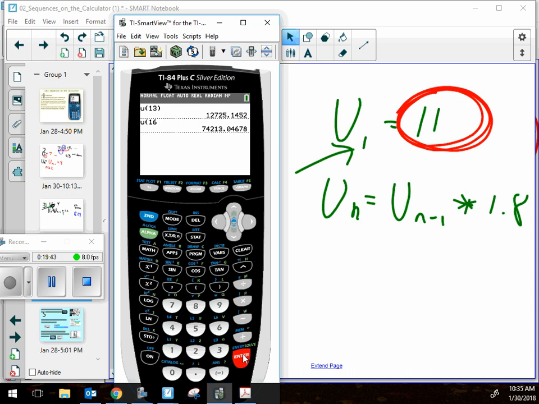So, moral of the story. When you're doing these on the next test, you'll be allowed to use the calculator. Do you get how, if I want to find the 400th term, this is way better than what I showed you yesterday? All right.